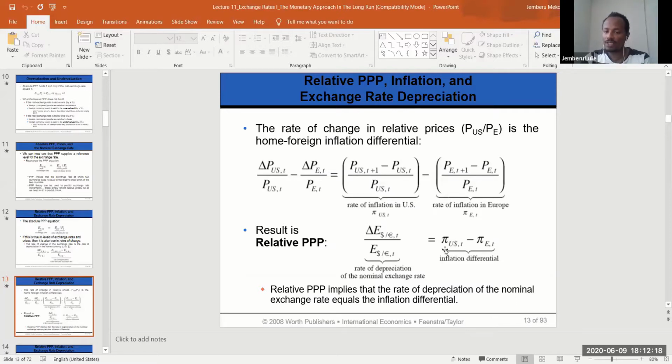Inflation in America increased relative to Europe, the PPP implies that it will lead to a nominal depreciation in the exchange rate. That is what we mean by this equation relationship.